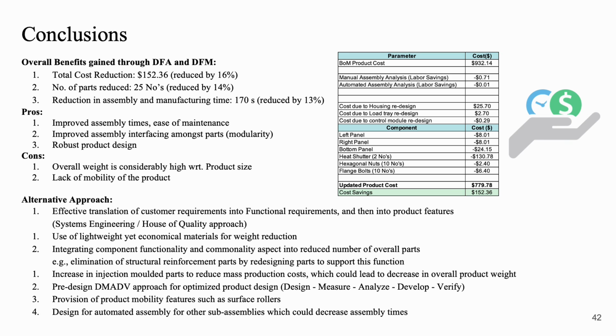The pros are robust product design with improved assembly times and interfaces, whereas the cons are lack of product mobility with relatively higher product weight to size ratio. A major alternative approach could have been that the customer requirements could have been translated to functional requirements and then into product features using DMA-DV design approach with further component integration to reduce part count.